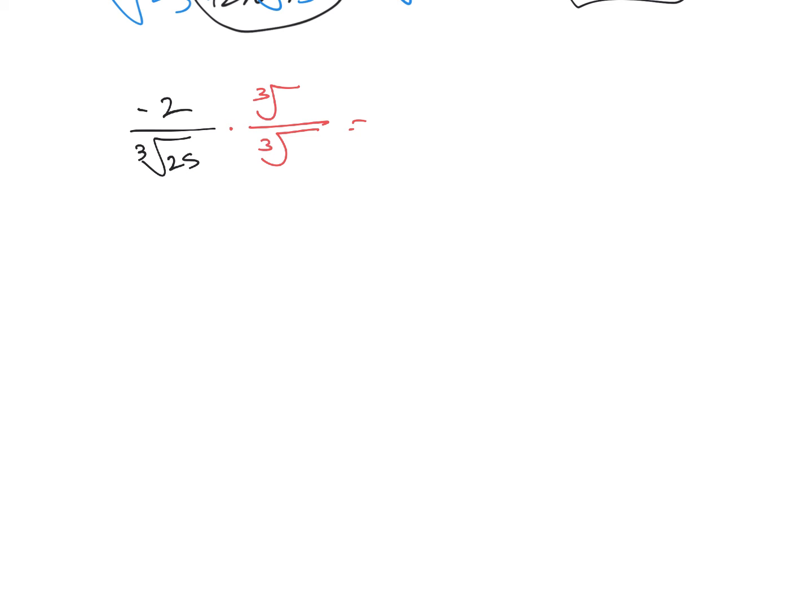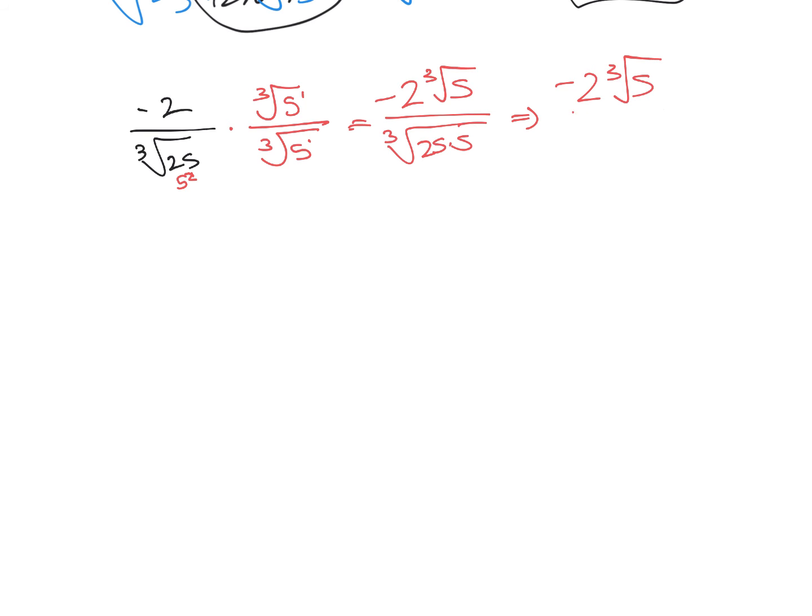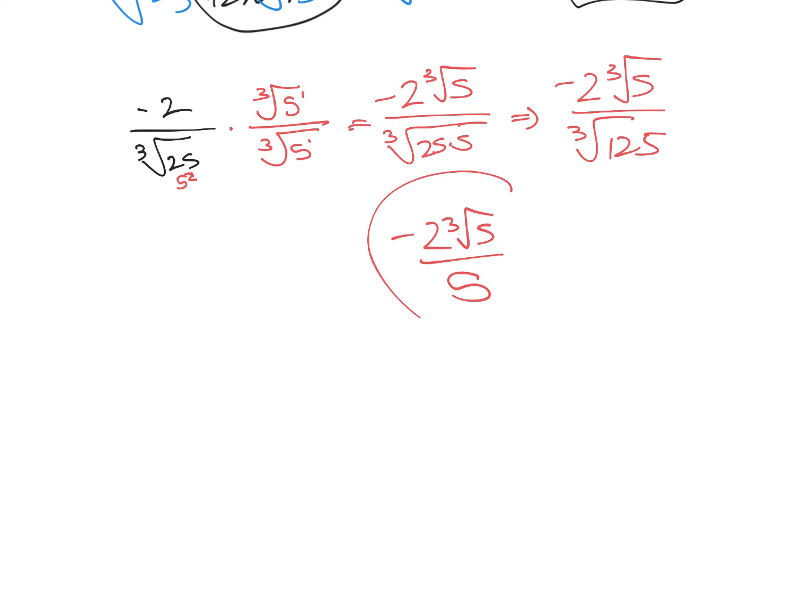You could also think of 25 as 5 squared, right? So I need this to be 5 to the power of 1. Okay, so this becomes the cube root of 25 times 5. This becomes negative 2 times the cube root of 5, and this is negative 2 cube root of 5 over the cube root of 125. So it becomes negative 2 cube root of 5 over 5.